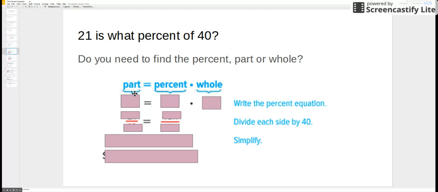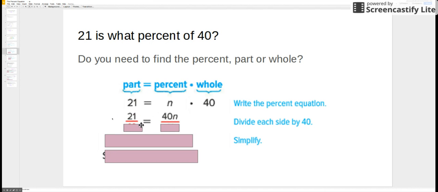Let's look at our next example here. 21 is what percent of 40? Do you need to find the percent, part, or the whole here? Okay, well, it says what percent, so that's pretty obvious, right? We're trying to find our percent here. So you're going to just put a variable. It doesn't matter what variable, put in for a percent. Okay. Now, 21 is what percent of 40? So 40 would be your whole, right? 40 represents 100%, in other words. And your part, we're given 21. So here's our equation. 21 is equal to n times 40. How do you get n by itself here?